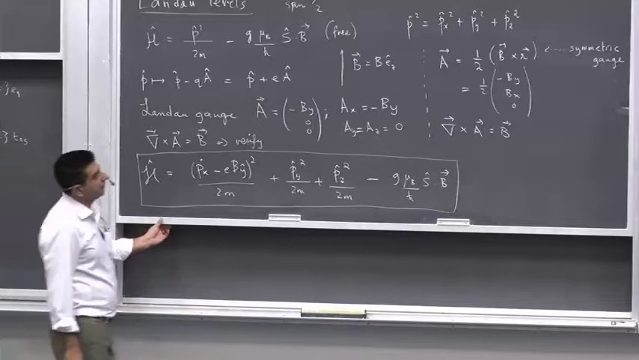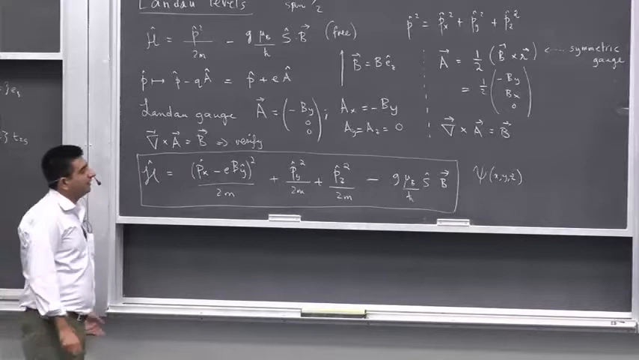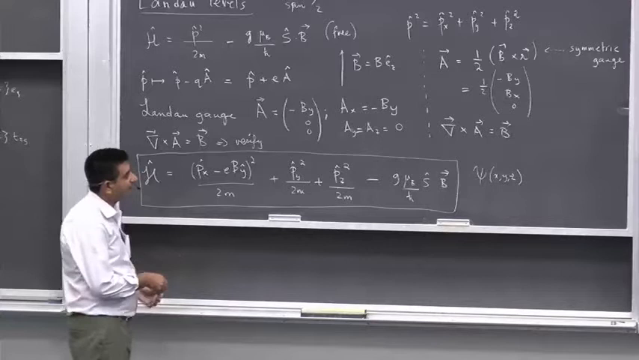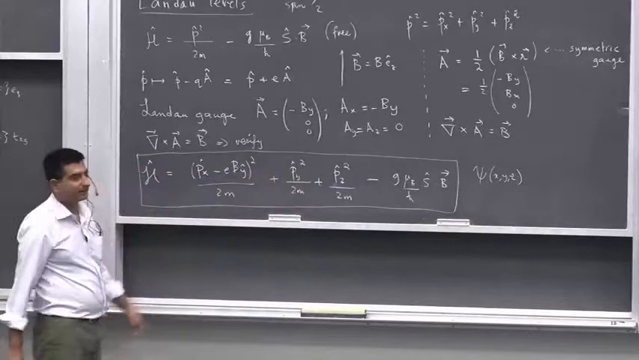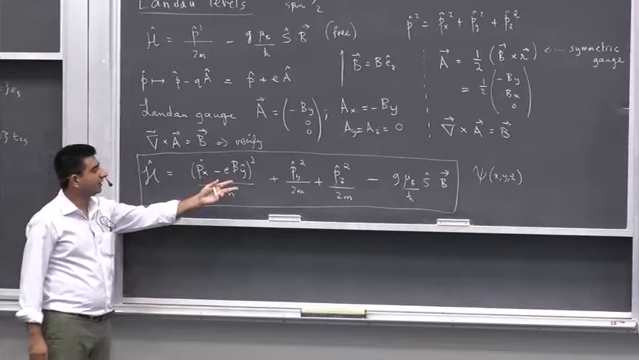Suppose my wave function psi, which is a function of x, y, and z, I factorize this. So if you notice here, the variables that are in here are pz, py, and there's a px, and there's a y. These are the variables that go in here. There are three coordinates. There's one coordinate y, and there are three canonical momenta, px, py, and pz.